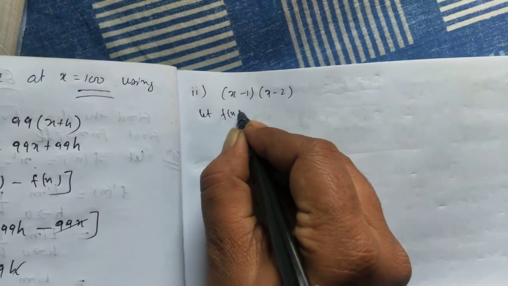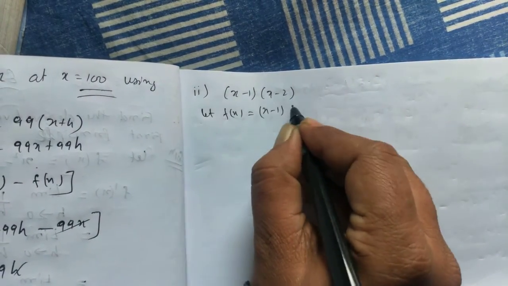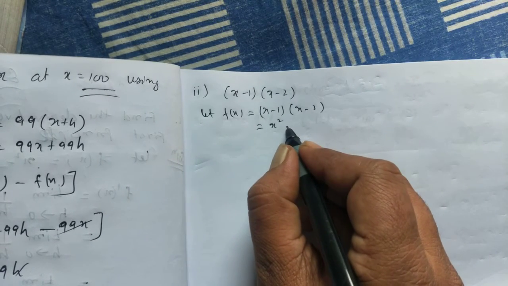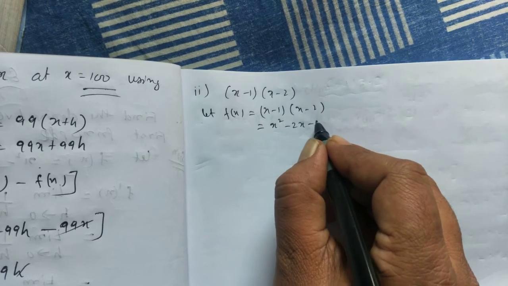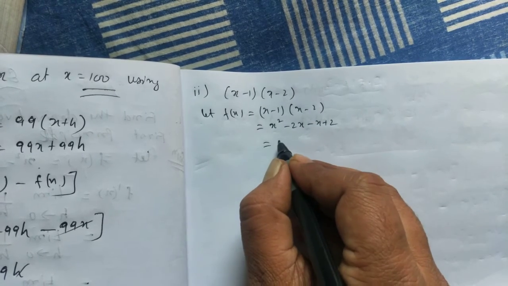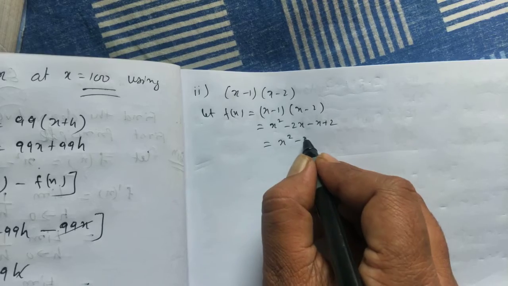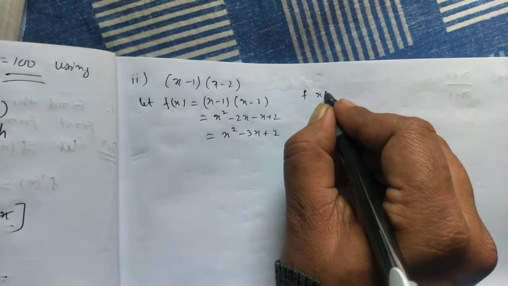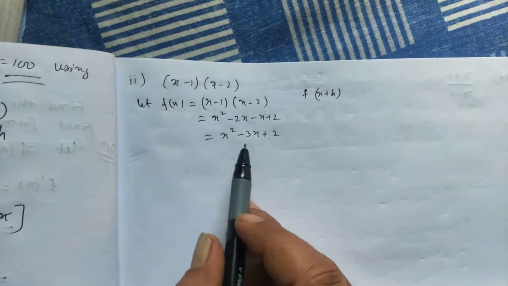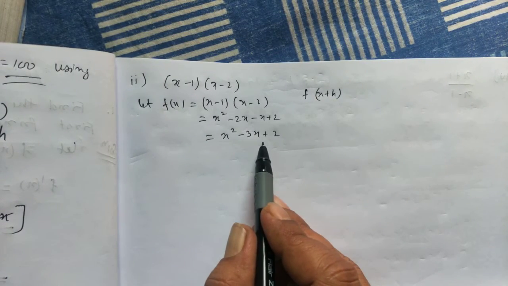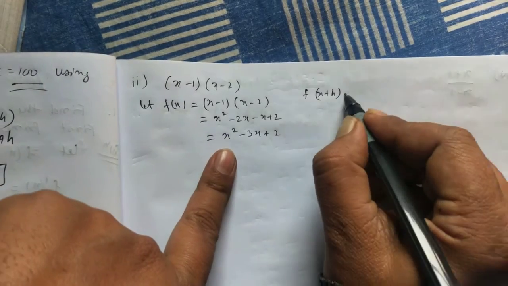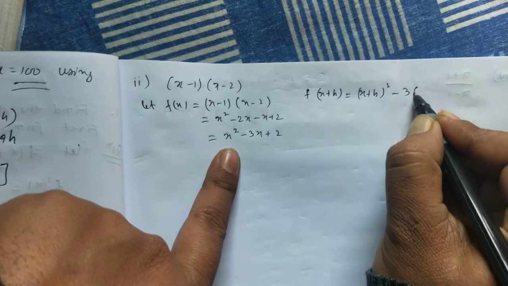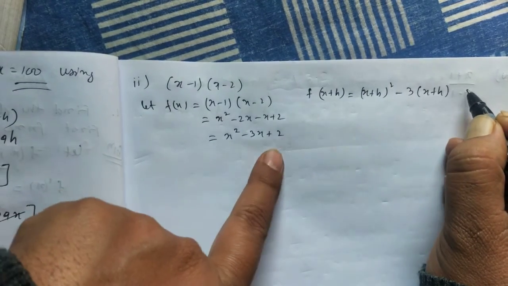Let f(x) = (x - 1)(x - 2). If you multiply, you get x² - 2x - x + 2, that is x² - 3x + 2. Let's find f(x + h). So we can put the value here also, no problem. In place of x, we'll put (x + h)² - 3(x + h) + 2.